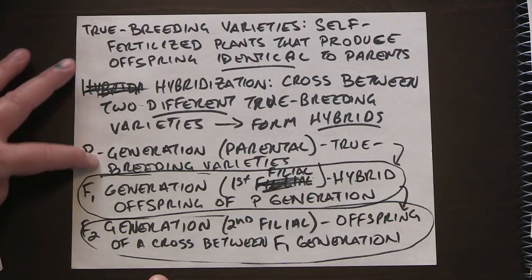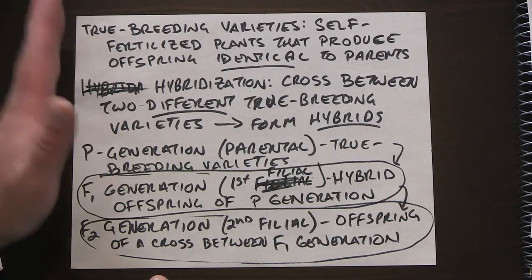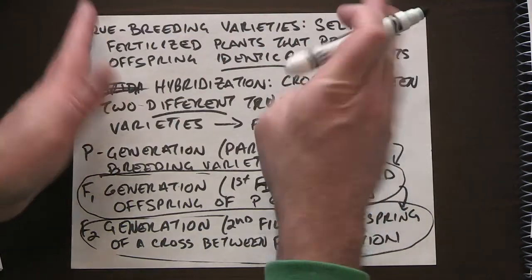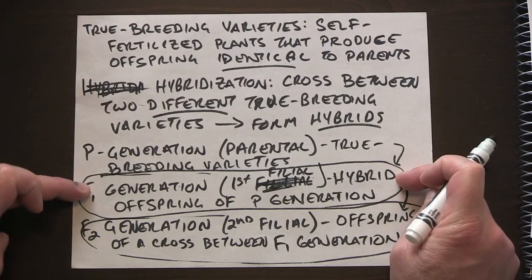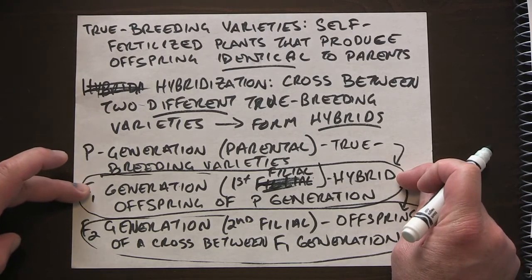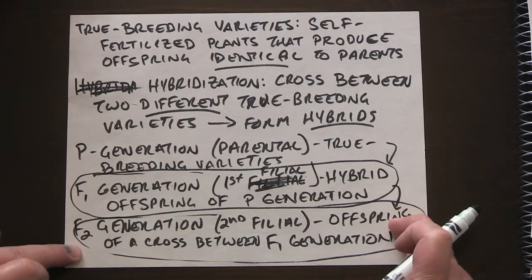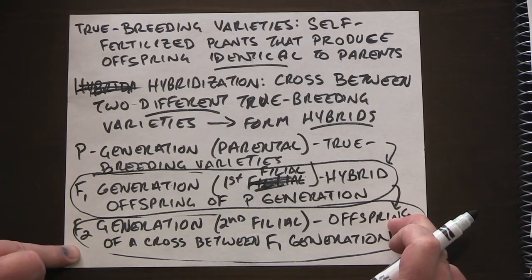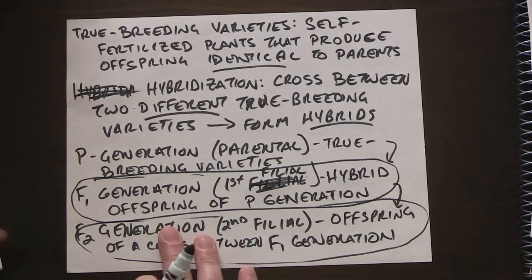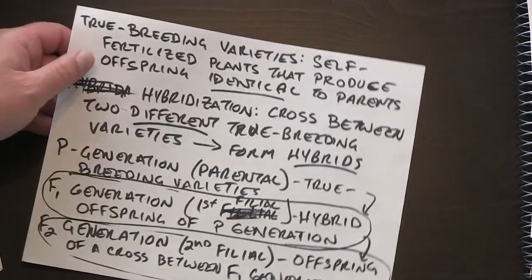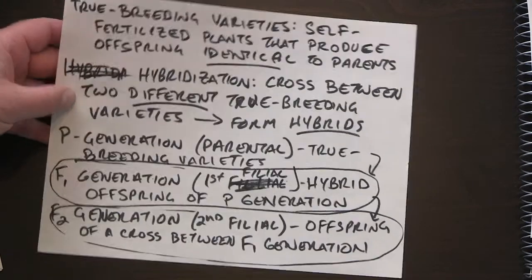So the P generation is a true breeding variety, only purple flowers, only white flowers. We're going to breed them, that's the P generation. We're going to breed them together to create hybrids in the F1 generation. And then we're going to breed them together to form the third or the second filial F2 generation. Okay. So this is how Mendel did a lot of his experiments, if not all of his experiments, is just breeding these peas together and looking at things like flower color.